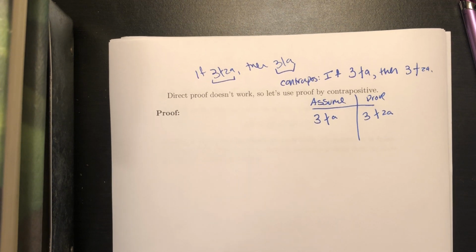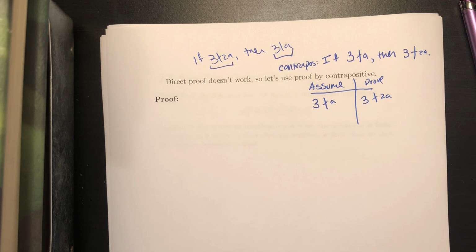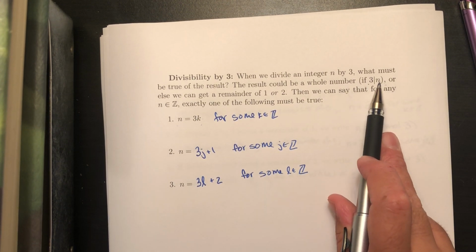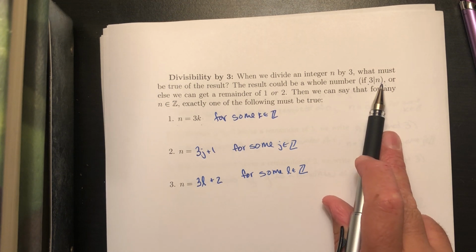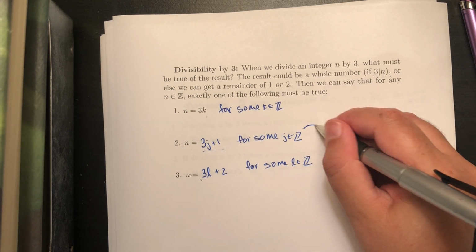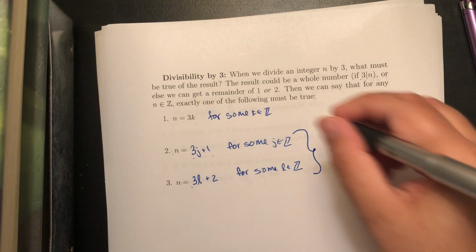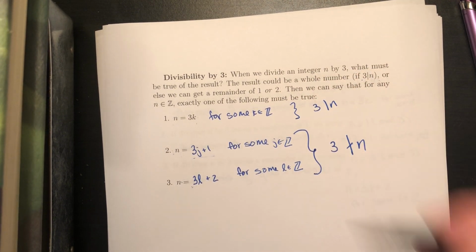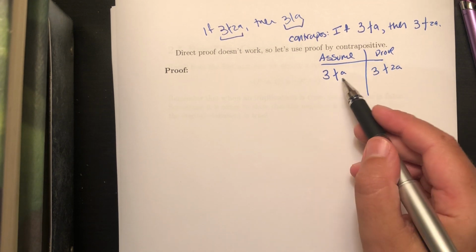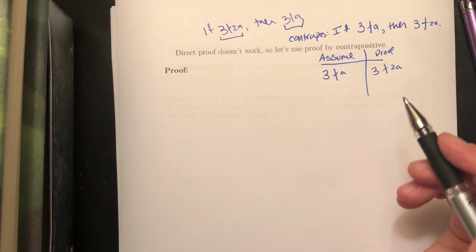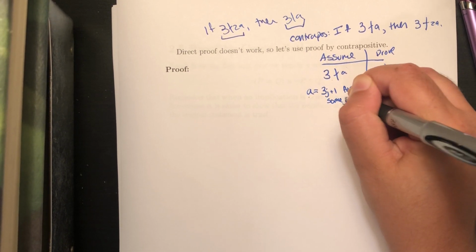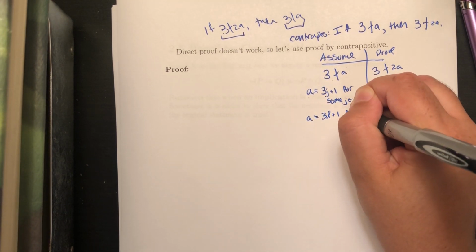Well, what does that mean to assume 3 does not divide a? If we go back a couple of pages in our notes, remember that when we're talking about divisibility by 3, either 3 divides n, right? Either n is a multiple of 3, or if not, that means that we have to be able to express n as either 3j plus 1 for an integer j, or 3l plus 2 for an integer l. So these essentially are your two cases of 3 does not divide n. This is a case of 3 does divide n. These are your two cases for if 3 does not divide n. We're assuming here that 3 does not divide a. What that means is that a is either 1 more than a multiple of 3 or 2 more than a multiple of 3. In other words, a can be expressed as 3j plus 1 for some integer j, or a can be expressed as 3l plus 1 for some integer l.